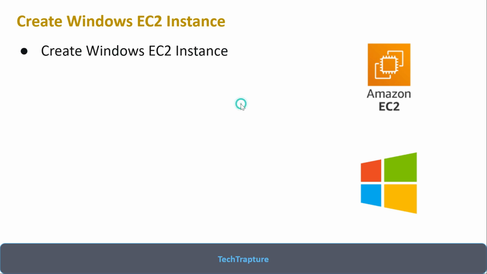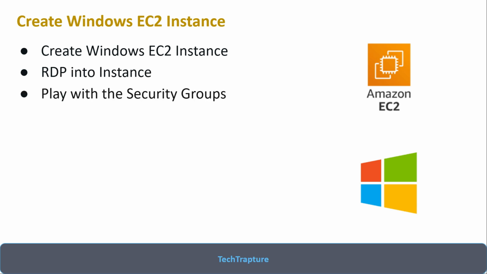So what we are going to see here: first we'll create our first Windows EC2 instance, then we'll try to RDP into that instance, and if we face any issues then we'll play with the security groups and the inbound and outbound rules in our security groups. So these are the simple steps we are going to follow. Let me go to the cloud console and create my first Windows EC2 instance.